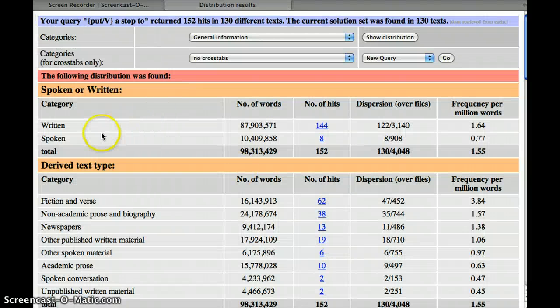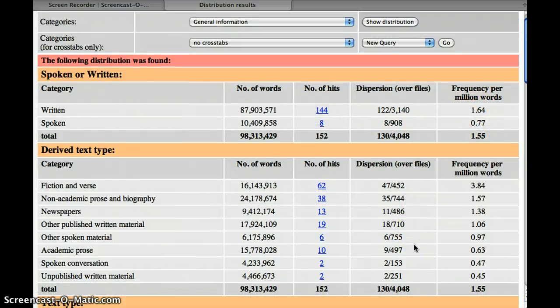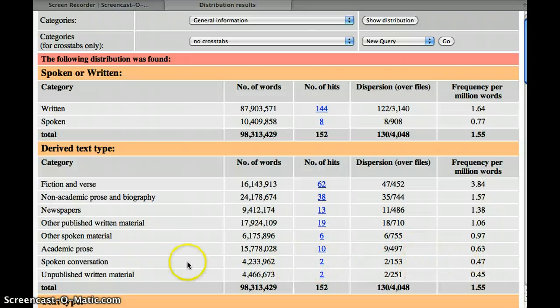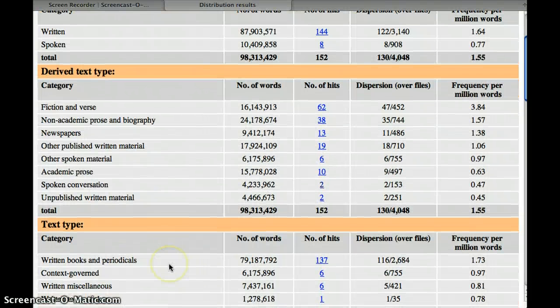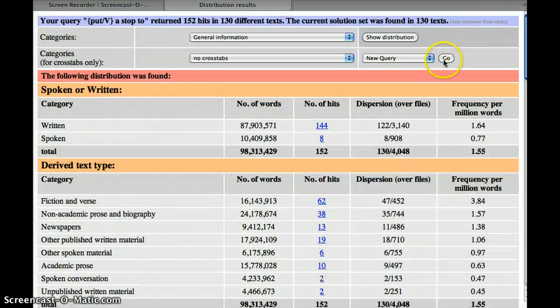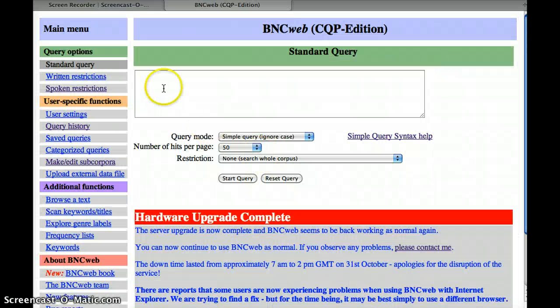And then we've got 152 here, so we could probably have a look at the distribution. And we'd notice immediately that it's quite a bit more common in written than in spoken. And it's really not representative of spoken conversation at all, with only 2 hits. Let's just have a quick look at them. Well, it does happen, it's just not very common.